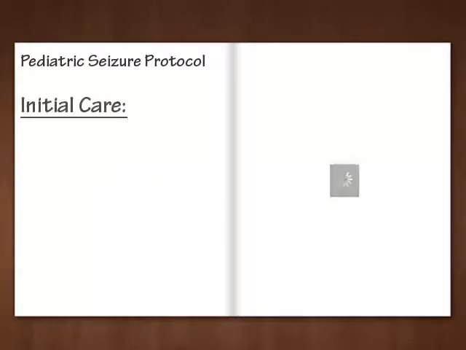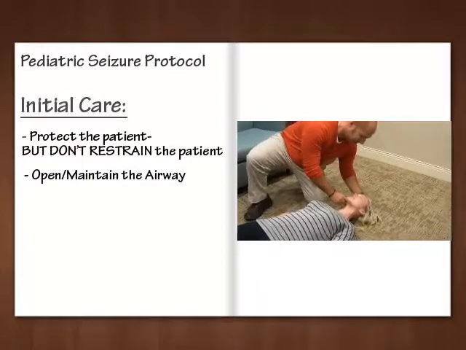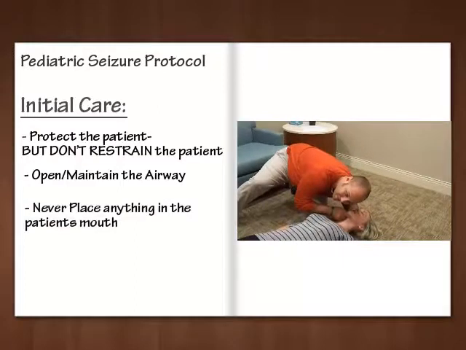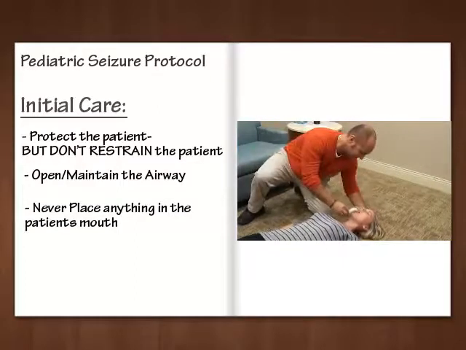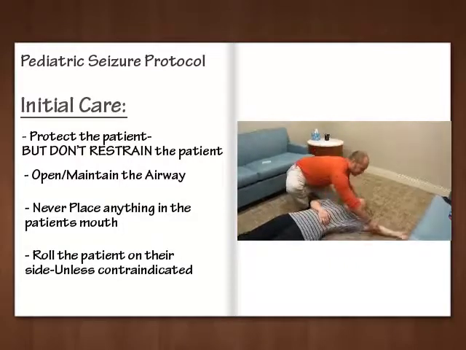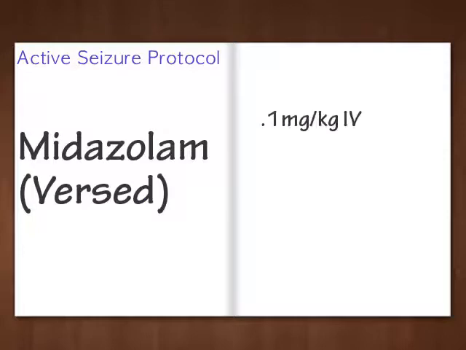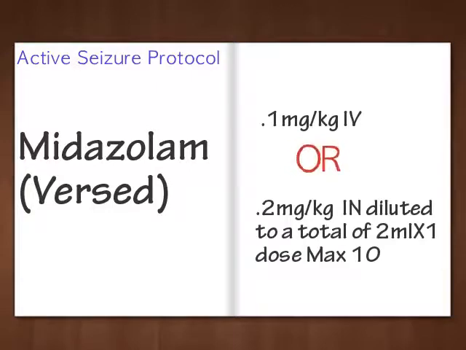When EMS is called to the scene for a pediatric seizure patient, they will do the following. They will protect the patient without restraining the patient. They will open and maintain the airway. They will never place anything in the patient's mouth. They will then roll the patient on the side unless it's contraindicated. If a pediatric patient is actively seizing upon arrival, EMS will administer a medication known as midazolam, or Versed. They will administer 0.1 milligram per kilogram IV or 0.2 milligrams per kilogram IN diluted to a total of 2 milliliters for a max of 10.